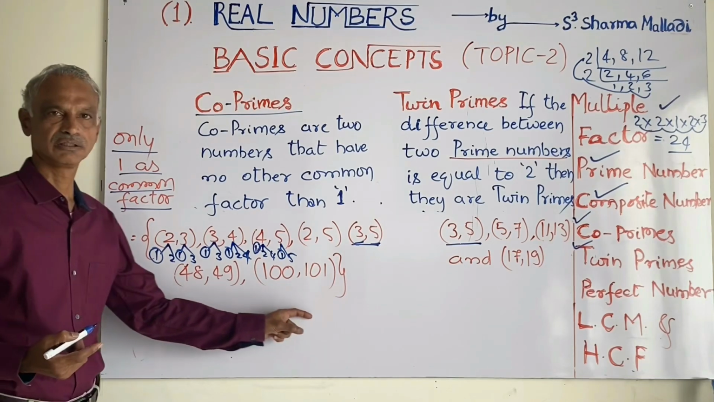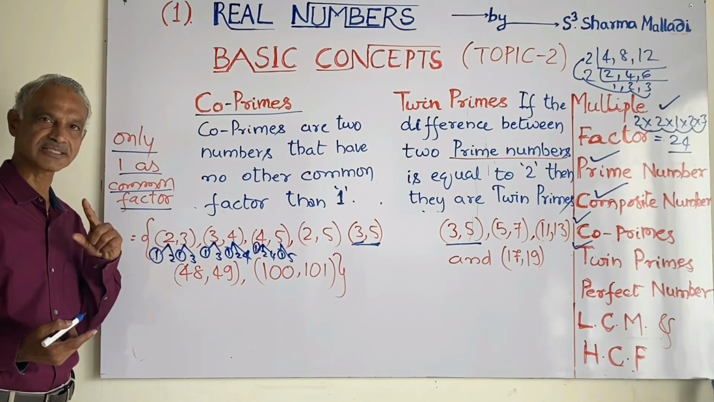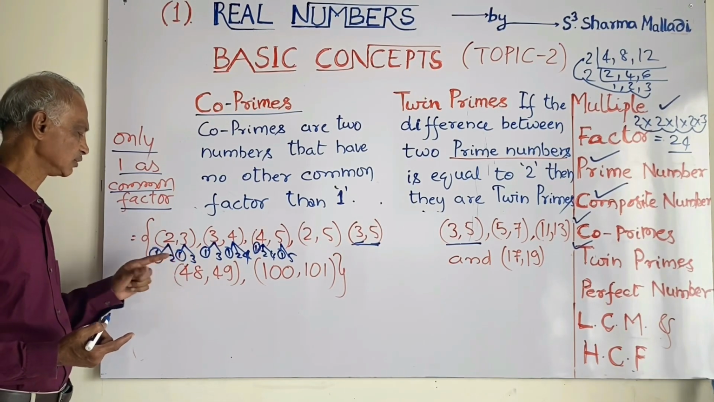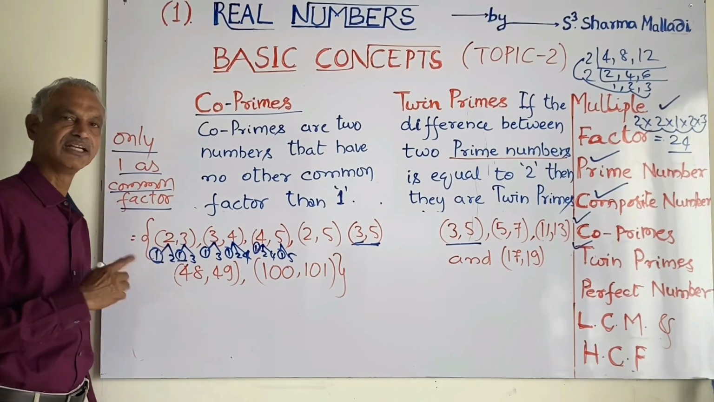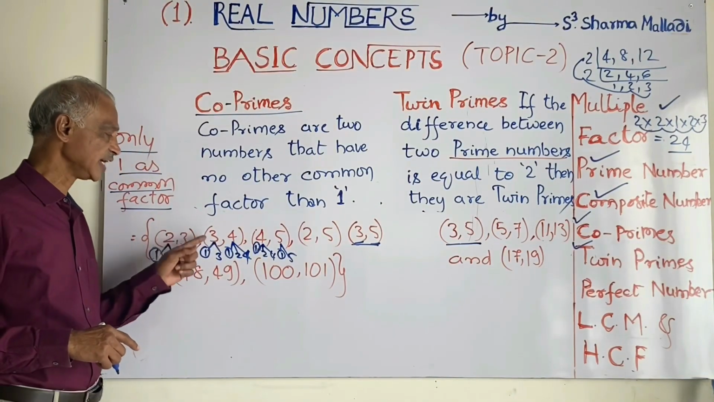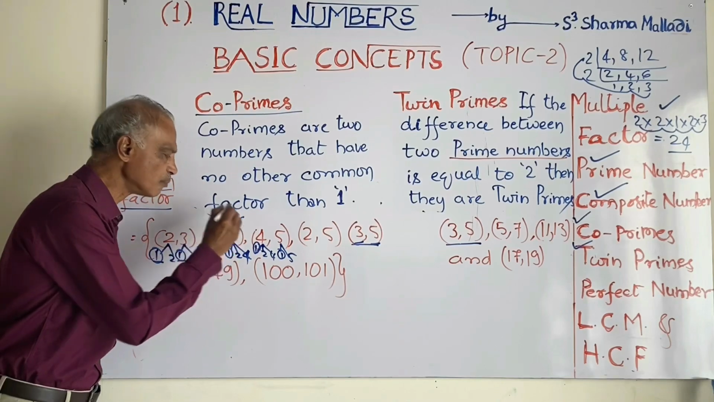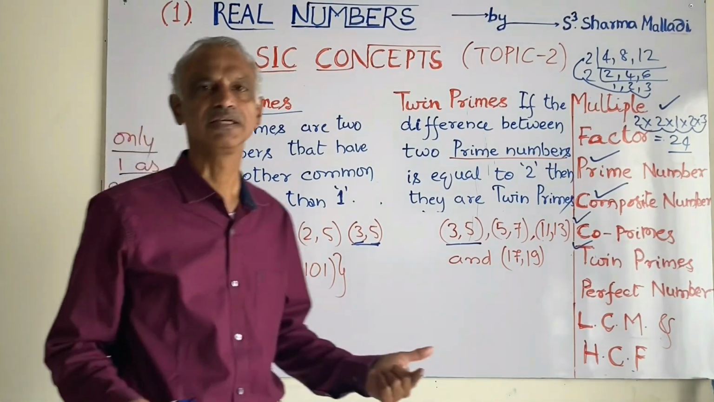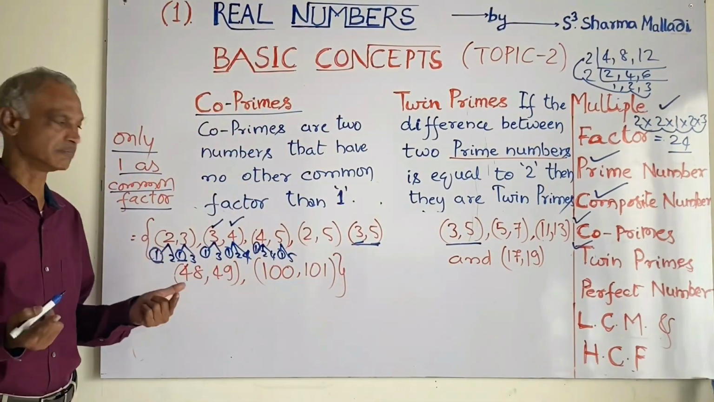These are all co-primes because 2 and 3 is having only 1 as the common factor. You see 2 and 3, 1, 2, 1, 3. They are the factors. What is the common factor? 1 is the common factor. That's why 2 and 3 are co-primes. 3 and 4. 3 and 4 are co-primes. 3 is a prime number and 4 is a composite number. Even though co-primes need not be prime numbers, twin primes must be prime numbers.